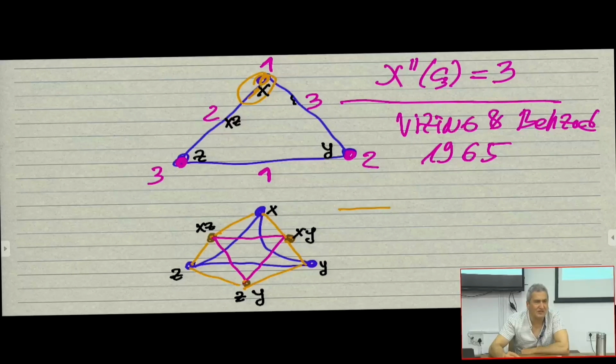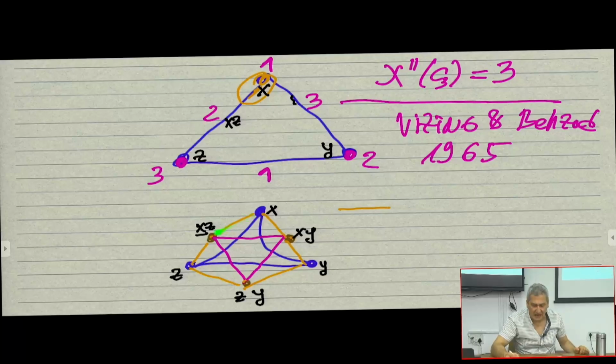The two vertices that were adjacent in the original graph will now also be adjacent. With the pink color, we denote that if two edges share a common vertex, then the corresponding vertices we connect. So the vertex for edge XZ and the vertex for edge XY have a common vertex X. This is the vertex in the total graph corresponding to the edge XZ, and this is the vertex that corresponds to the edge XY. We connect them.